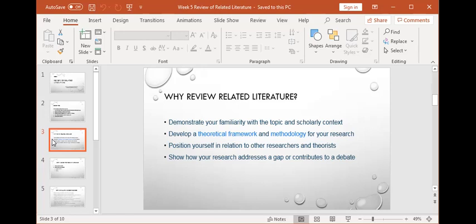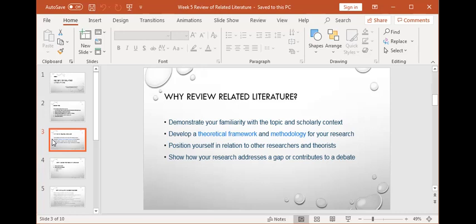While methodology, on the other hand, you cannot just make up your methods, you must have a basis. That's why you need to review literature as well. There you will see what appropriate methods you can use. Is your method applicable, is your method standardized, you will see that in your review of related literature.